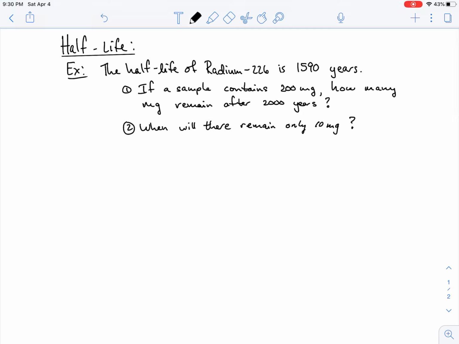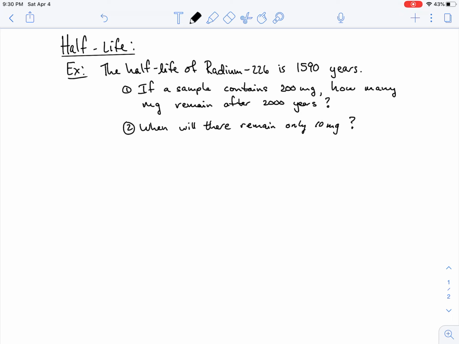This is an example for half-life. The example states the half-life of radium-226 is 1,590 years. The two tasks we will perform are: if a sample contains 200 milligrams, how many milligrams remain after 2,000 years? And the second task is about when will there remain only 10 milligrams of the radium.